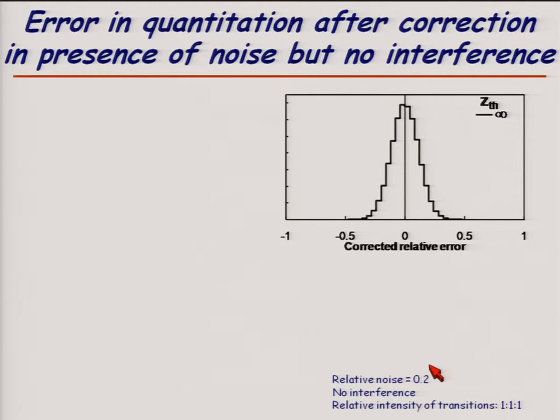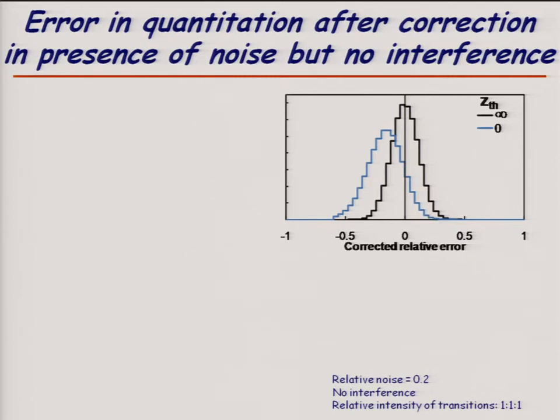So here we have a relative noise of 0.2, and we don't have an interference, and we have 3 transitions, each with equal relative intensity. So now if we set the threshold very low, so we set it to 0, that is, on average we'll throw away every second point, because that would be considered an outlier. We see that we get a shift in the distribution, and the error increases. So this is definitely too low of a threshold.